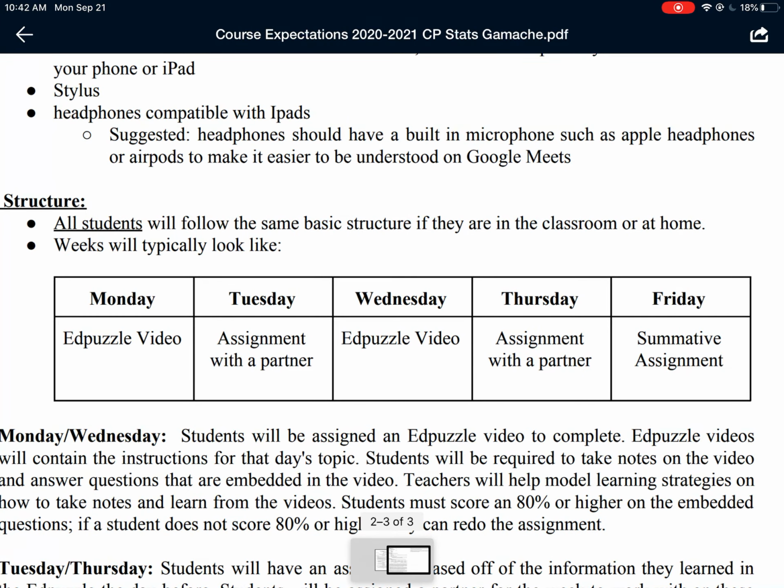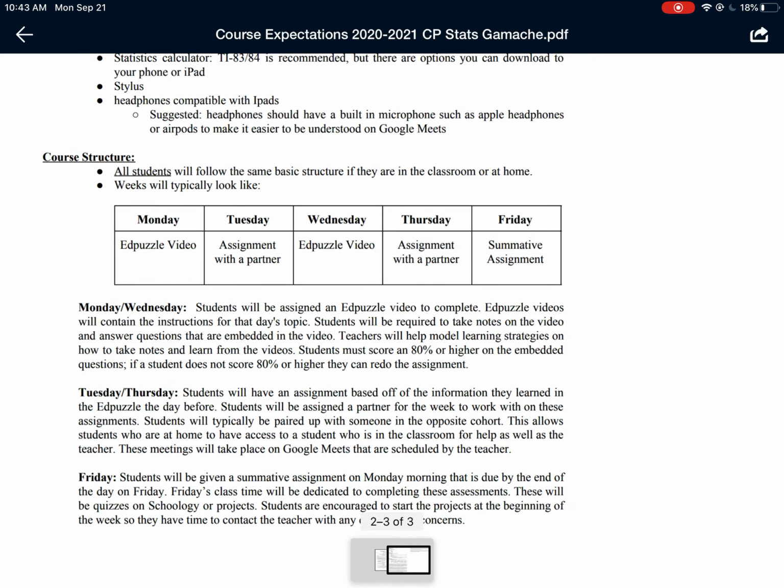Now, our course structure, it's going to look the same whether students are at home or in school. On Monday, they work on an ed puzzle video, which is instruction. And Tuesday, they practice that skill with a partner, ideally. What we're going to do is pair them up through Google Meets. On Wednesdays, they get another ed puzzle video, which might be further cementing this concept or bringing in a new concept. Thursday, they complete another assignment or an activity. And then Friday, they get some sort of summative assessment, whether it's a quick quiz or some sort of project.